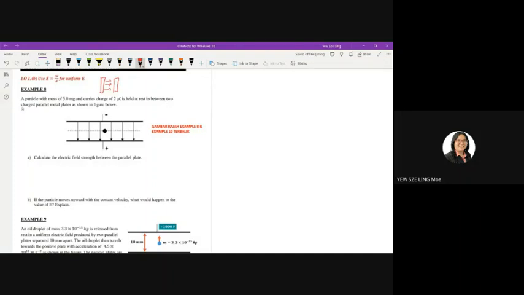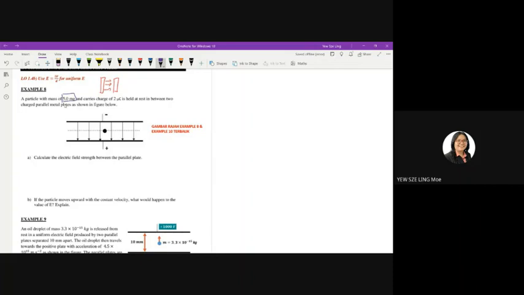Okay, let us begin with example 8. A particle with mass 5 milligram. Now, whenever you are given the mass, it means the weight is not negligible. You need to take into consideration the weight of the object. But if you are given an electron, then you can neglect the weight in your calculation. Otherwise, you need to take the weight into consideration.